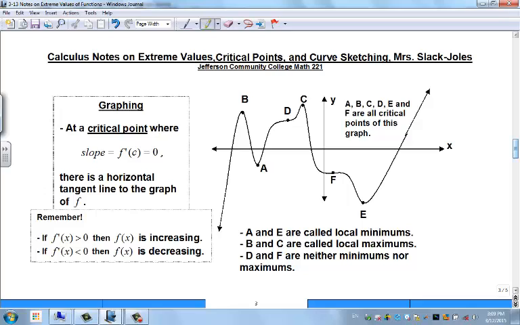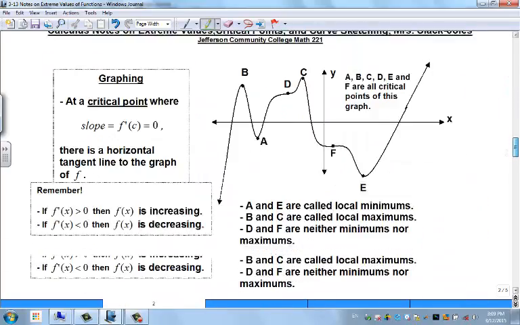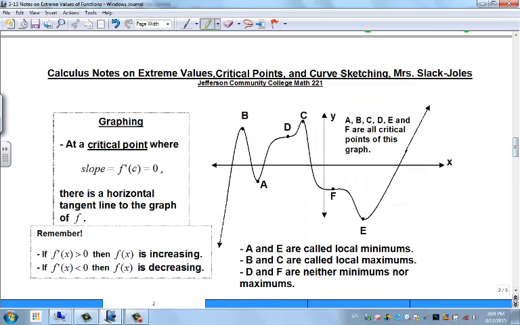Anyhow, getting back to the point, the critical point I should say, if you look at this picture now, the local maximums in this picture would occur at, what color did I use for maximums in the other one? Pink, okay. Might as well stick with pink. The local maximums in this picture occur at B and C, right?